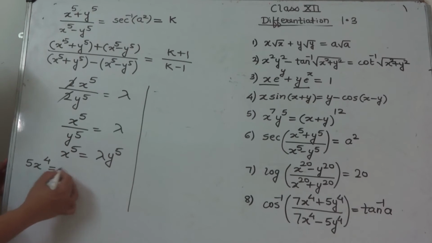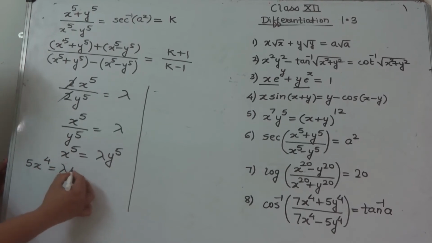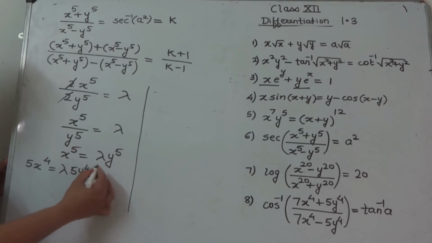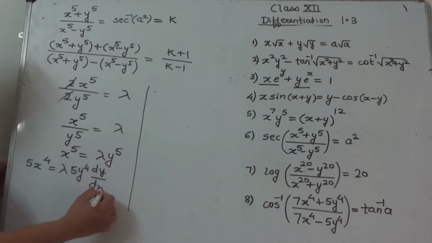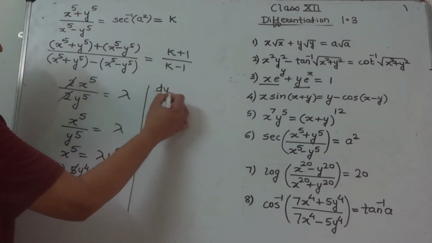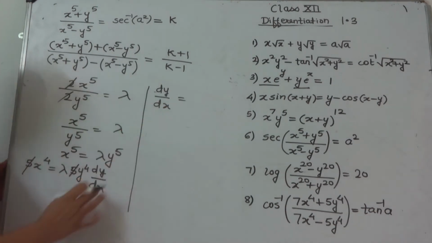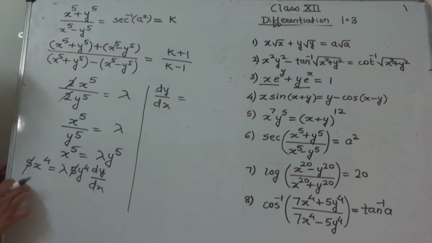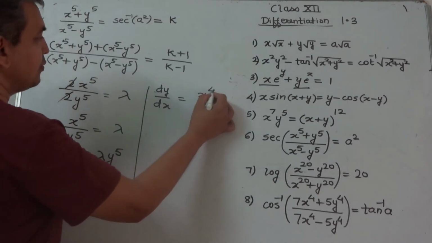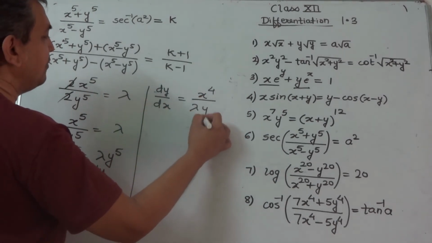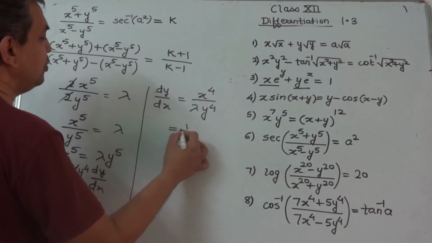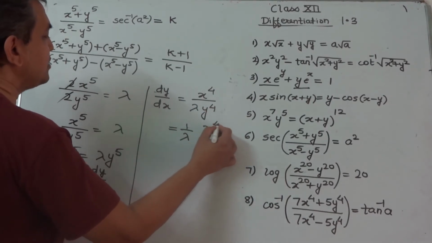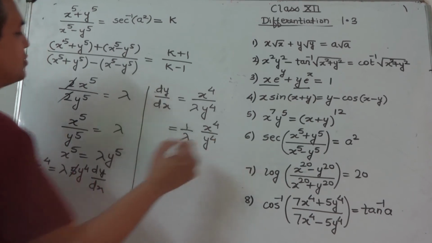5x raised to 4 equal to 5, lambda is a constant, we write lambda as it is, 5y raised to 4, chain rule, dy by dx. This 5 gets cancelled on both sides, and students, we get dy by dx equal to, we have to transfer this lambda y raised to 4 in the denominator, so we get x raised to 4 upon lambda y raised to 4, that is equal to 1 by lambda into x raised to 4 upon y raised to 4.